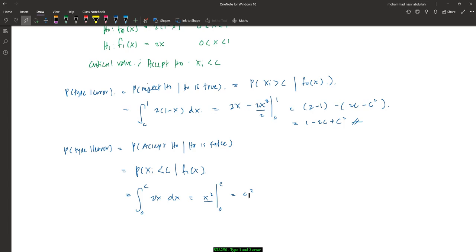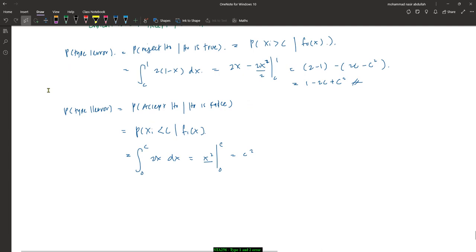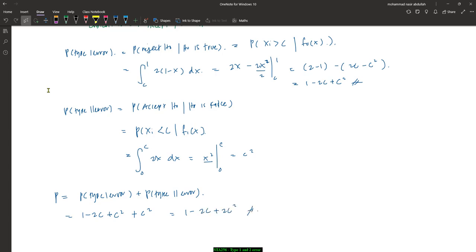Alright. So the value of P is equal to the probability of type 1 error plus the probability of type 2 error, which is equal to 1 minus 2c plus c square plus c square. So this one should be 1 minus 2c plus 2c square. Right? So we already have the value of p.